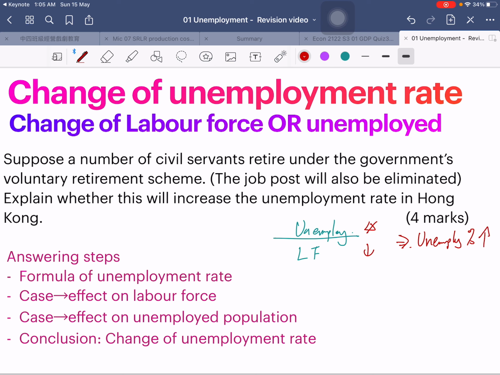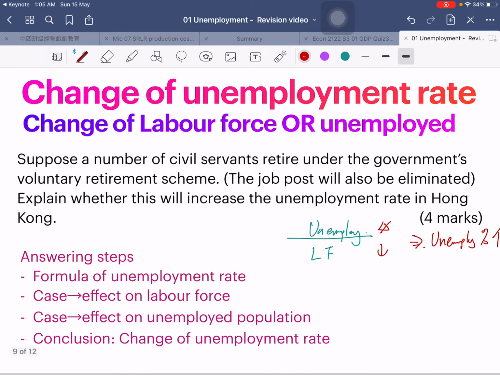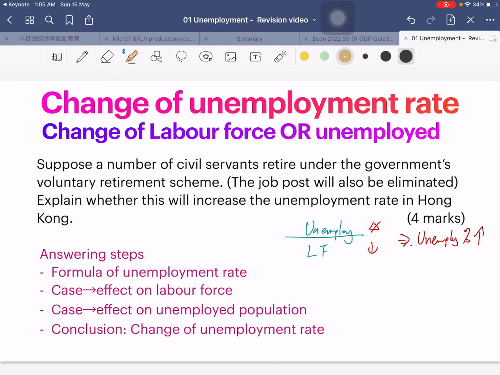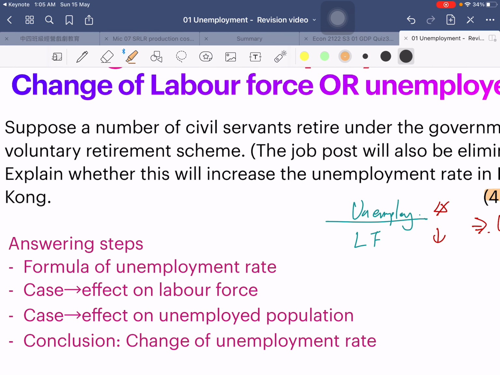Okay, so after that, how do we get the full marks? Because there will be 4 marks. Here I show you the answering steps. First mark, you should state the formula of the unemployment rate. And secondly, you show what happened to the labor force. But remember to refer to the case.